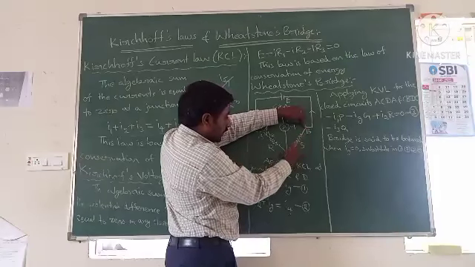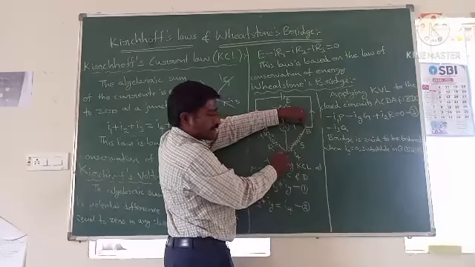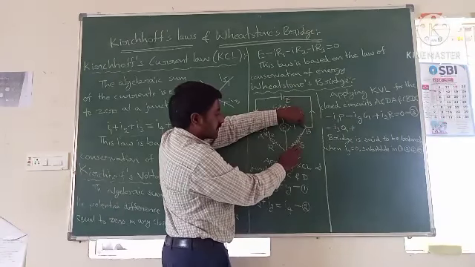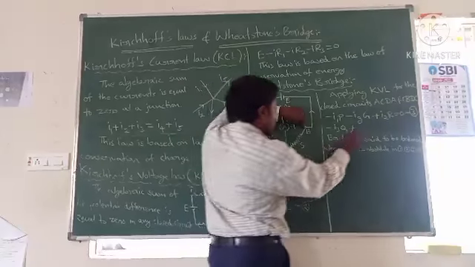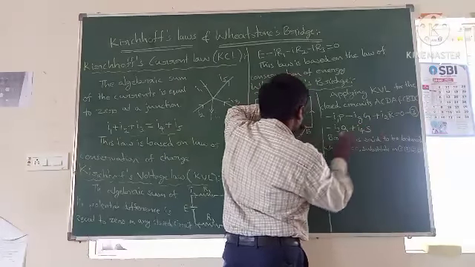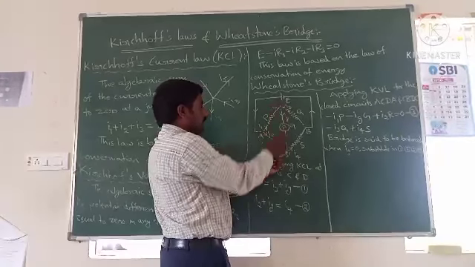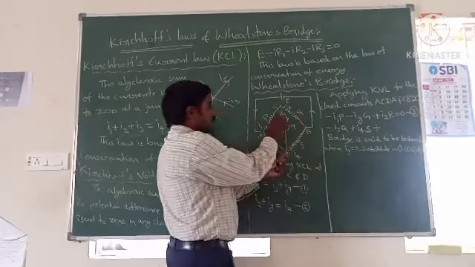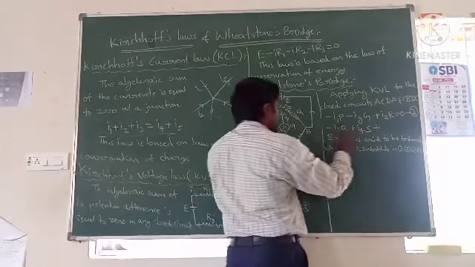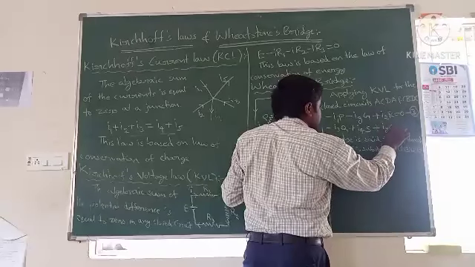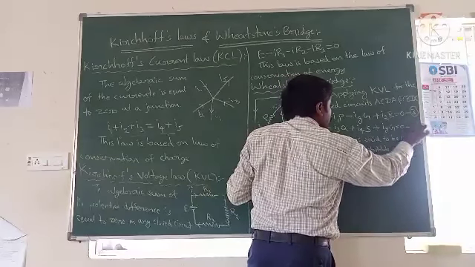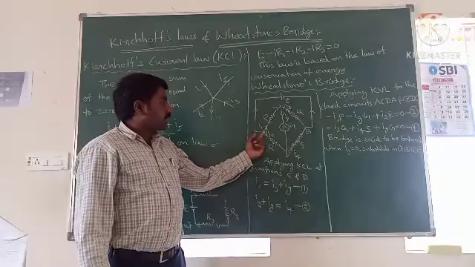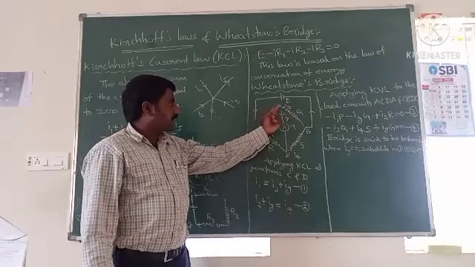From point B to D, my movement direction and current direction are opposite, so the sign will become plus. The current is I4 and the resistance is S, so the potential difference will be I4 S. And from D to C, my movement direction and current direction are opposite, so the sign will become plus. The current is Ig and the resistance of the galvanometer is G, so the potential difference is Ig G equals 0. Equation number 4. So equations 3 and 4 represent KVL applied to the closed circuits A, C, D, A and C, B, D, C.